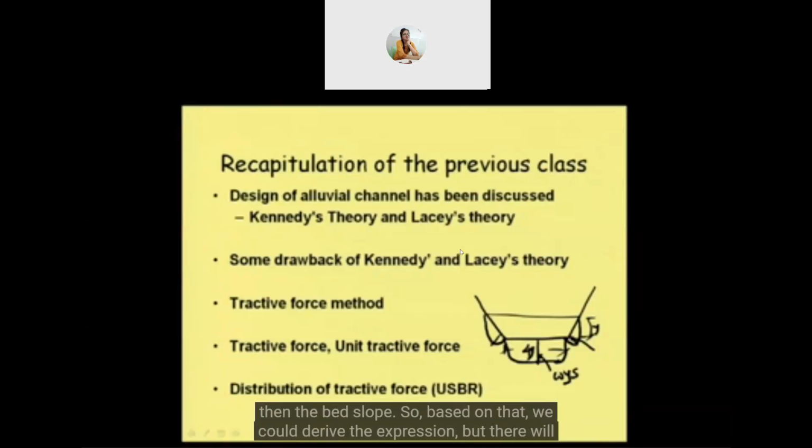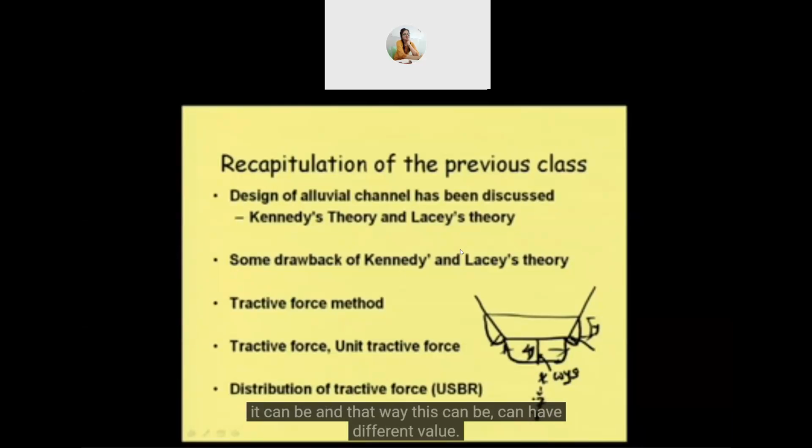Okay, so based on that, we could derive the expression, but there will be a term, say 0.77, that means it is not exactly equal to WYS, but it will be a percentage of WYS, and the maximum can be WYS, that I will show just in the next slide. But this can be say 0.77, 0.8, something like that, so that factor we can write as X into WYS, where X can be say 0.7, 0.8, 0.6, anything it can be, and that way this can have different values.